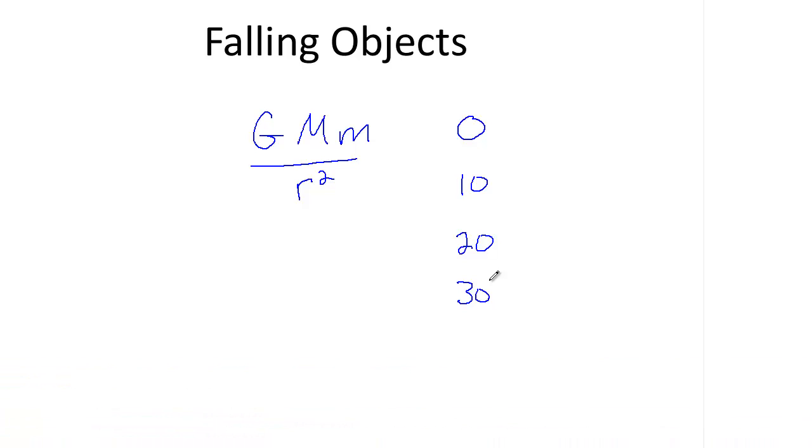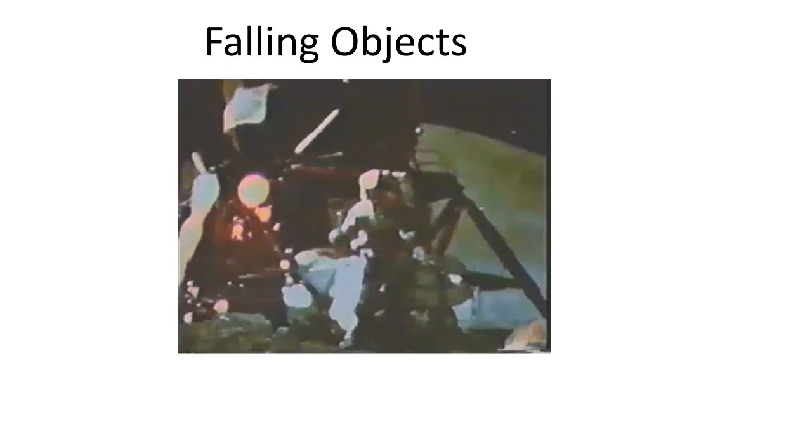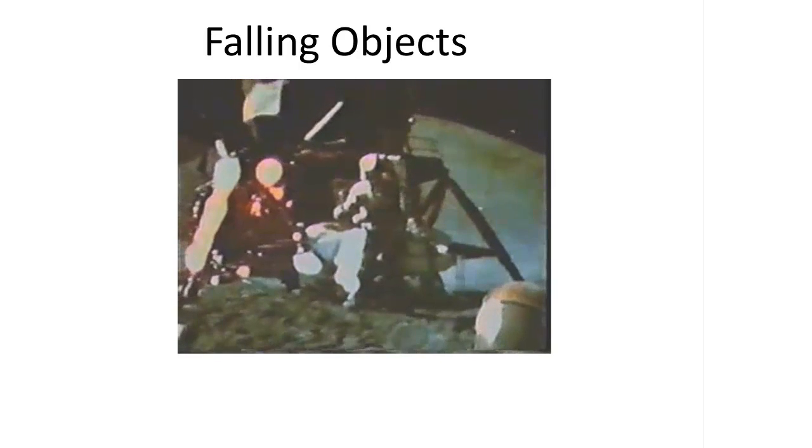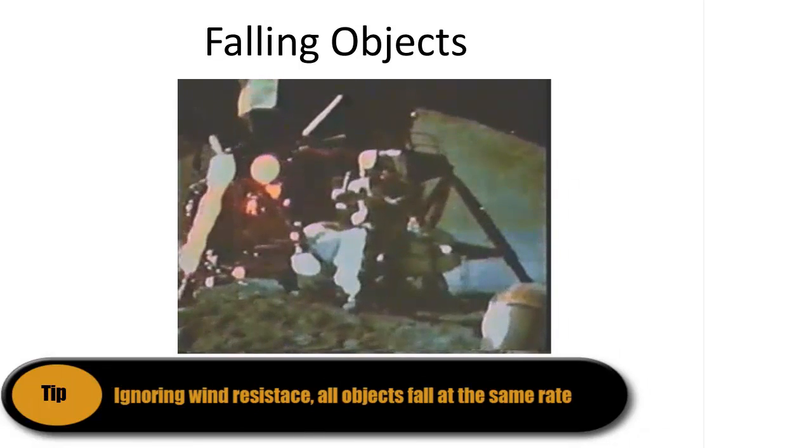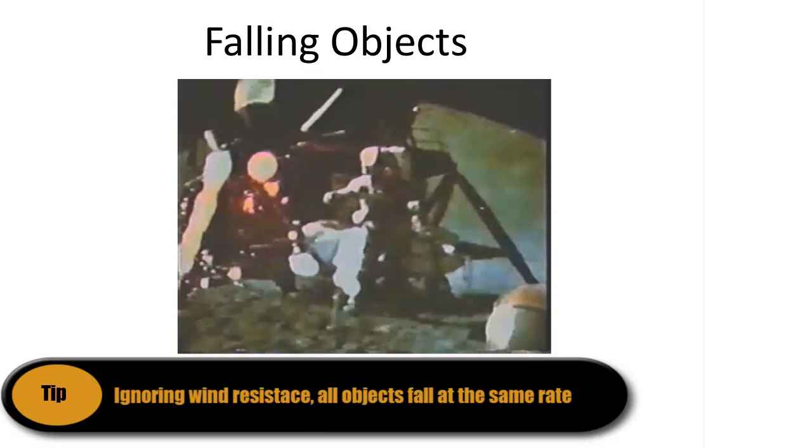Sometimes, however, we observe things falling a lot slower than 10 meters per second. But that's not because of gravity. That has more to do with wind resistance. There was a famous experiment done on the surface of the moon, where the surface of the moon has no atmosphere and therefore no wind resistance. Astronauts took a feather and a hammer and dropped them, and what do you know? They hit the ground at exactly the same rate.